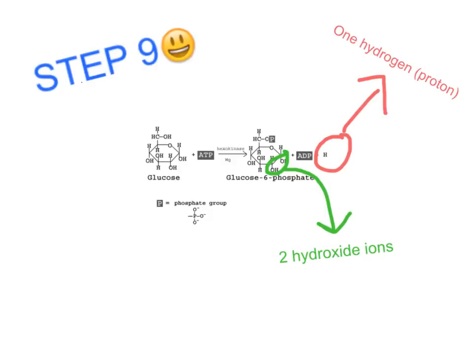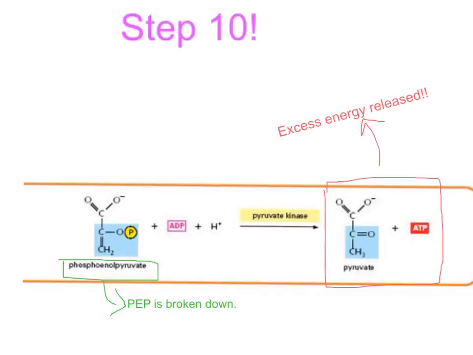The second to last step of glycolysis includes a new molecule, 2-phosphoglycerate, giving up 1 proton and 1 hydroxide ion, which forms water. This results in phosphoenolpyruvate, also known as PEP. The final and 10th step of glycolysis is when PEP breaks down because it is very unstable. This releases enough energy to transfer one phosphate group to ADP, which results in another ATP molecule.